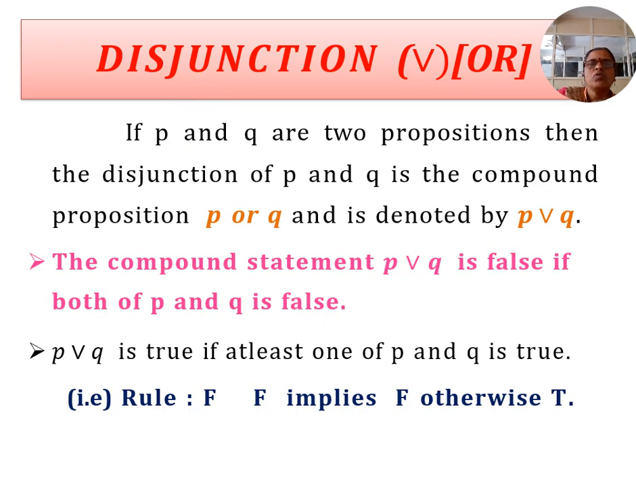Disjunction. If P and Q are two propositions, then the disjunction of P and Q is the compound proposition P or Q and is denoted by P or Q. The compound statement P or Q is false if both P and Q are false. Otherwise, it will take the truth value true.